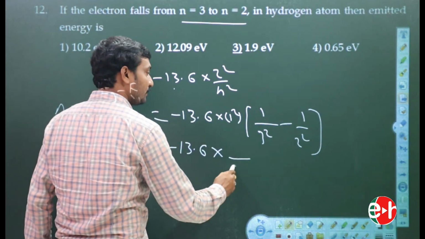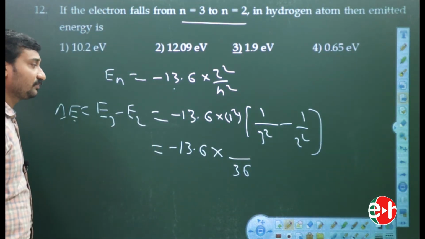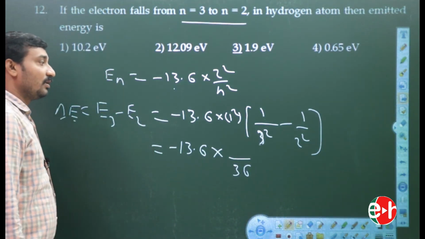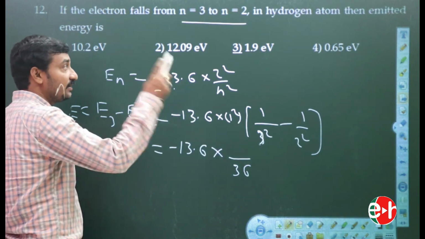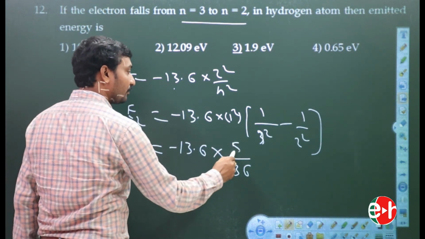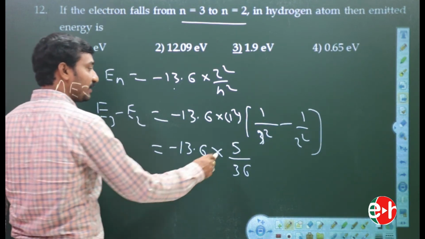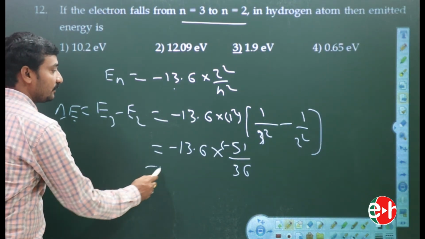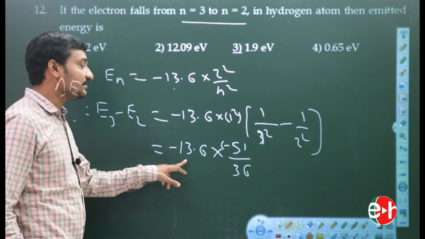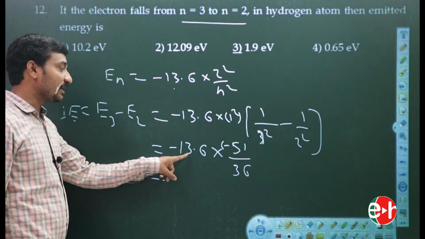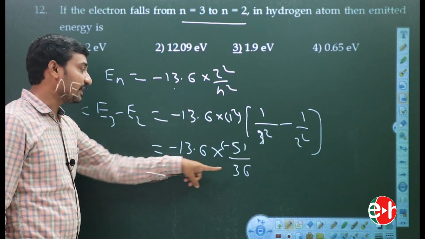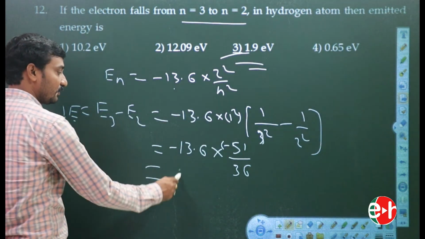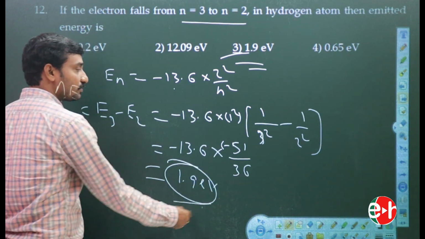LCM is 36. Now 9 fours are 36, 4 nines are 36, then 4 minus 9 gives minus 5, minus into minus plus. If you calculate this value, you will get minus 13.6 into 5 by 36. If you calculate this value, finally you will get 1.9 electron volts. Okay, this value is equal to 1.9 electron volts.